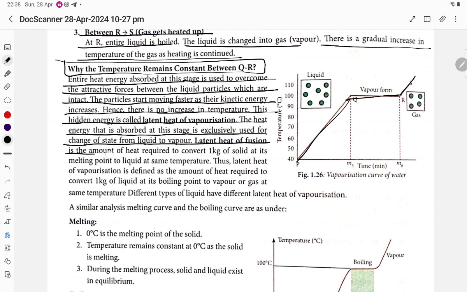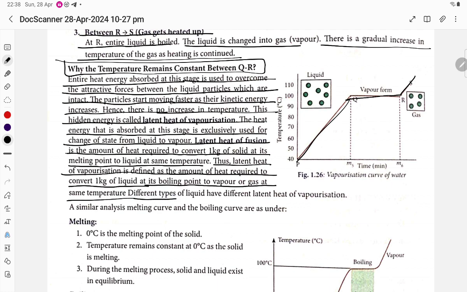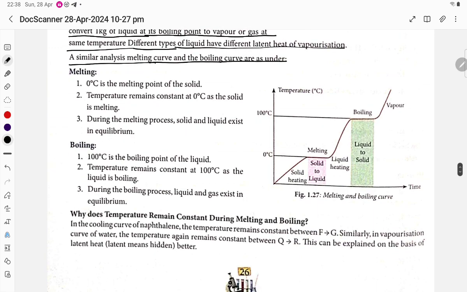Latent heat of fusion is the amount of heat required to convert 1 kg of solid at its melting point to liquid at the same temperature. Similarly, latent heat of vaporization is defined as the amount of heat required to convert 1 kg of liquid at its boiling point to vapor or gas at the same temperature. Different types of liquids have different latent heats of vaporization. With a similar analysis, the melting curve and boiling curve are as under.